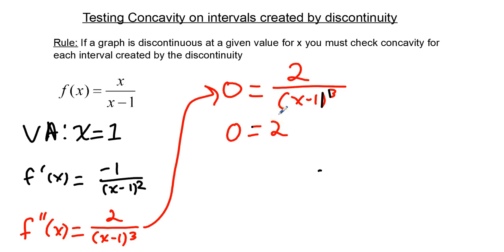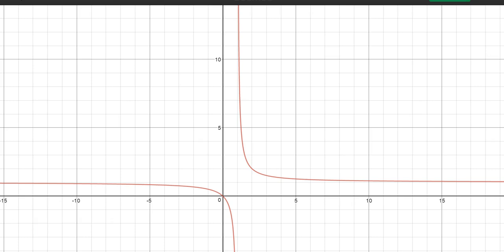So now what? Well, again, using this rule, I still have to test on each side of my discontinuity. In other words, my vertical asymptote in this case. Again, I know at x equals 1, I have one branch that looks like it's concave down, and to the right side of x equals 1, I have a branch that looks like it's concave up. So I have to find out the concavity using the second derivative on each side of this vertical asymptote.